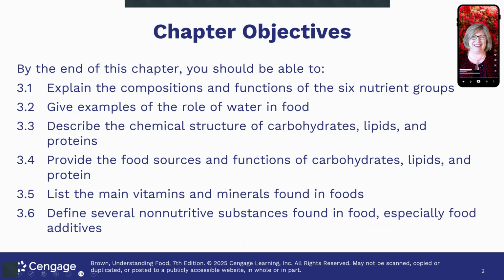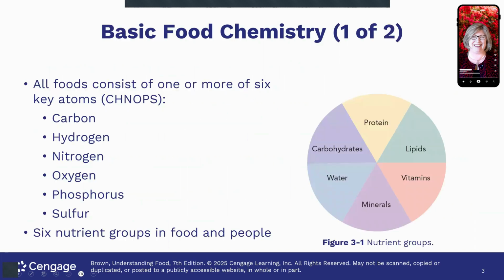By the end of this chapter, you should be able to explain the compositions and functions of the 6 nutrient groups, give examples of the role of water in food, describe the chemical structure of carbohydrates, lipids, and proteins, provide the food sources and functions of carbohydrates, lipids, and protein, list the main vitamins and minerals found in foods, and define several non-nutrient substances that are found in food, especially food additives.